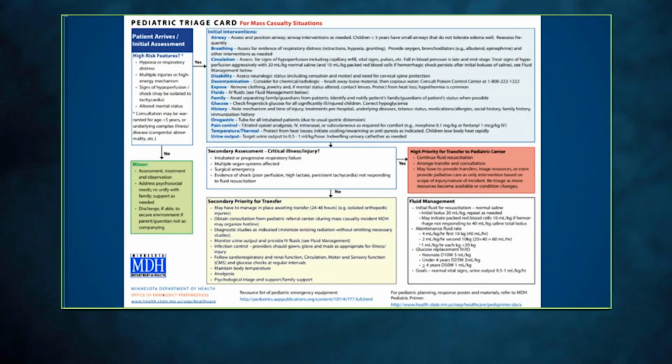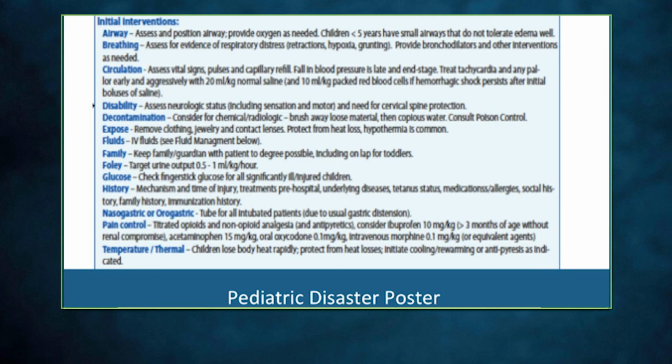The next 4 slides show what information is available from MDH for pediatric crisis standards of care. This is the pediatric triage card for mass casualty situations. It can be found on the MDH website. It has information that will help you evaluate a surge of pediatric patients. The orange box has advice on which pediatric patient should be a high priority for transfer to a pediatric facility. As part of the previous card, this blue box lists the initial interventions specific to children.